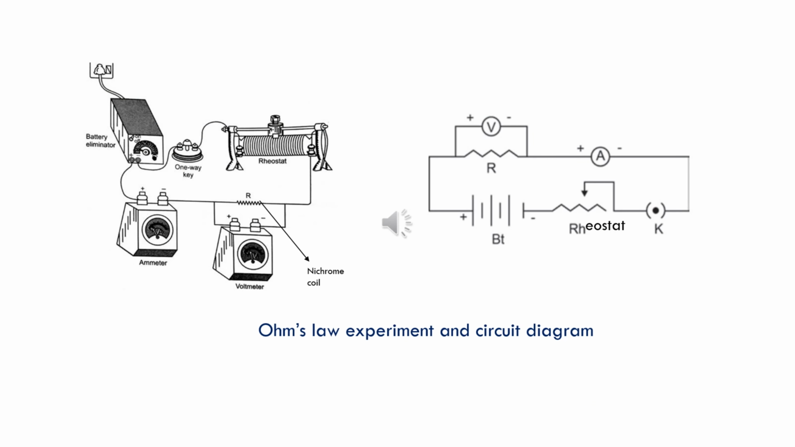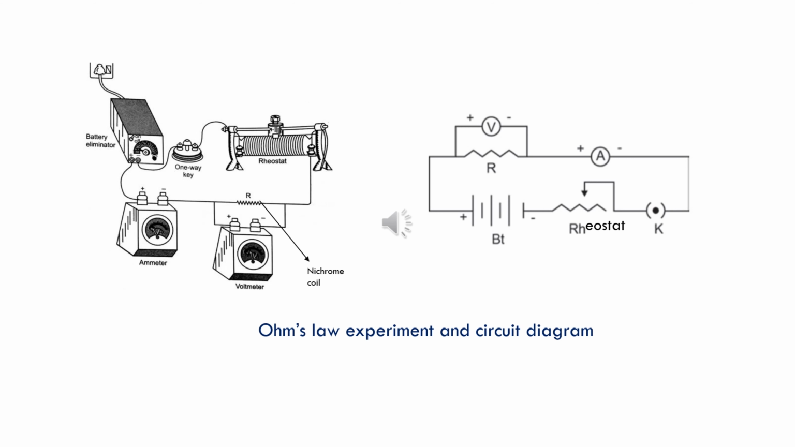Look at the third part of the question. Why is a rheostat connected to the circuit? The rheostat is a type of variable resistor. The rheostat is used to vary the current and the potential difference across the nichrome coil.